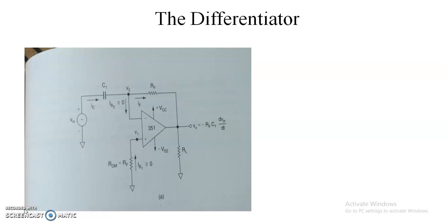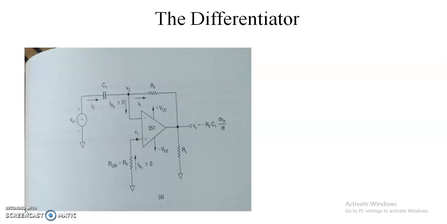It is similar to the basic inverting amplifier, with the only difference that the input signal is connected to the inverting terminal through a capacitor C1 instead of a resistor R1. In the basic inverting amplifier circuit, instead of C1 we have a resistance R1. Here, in the inverting amplifier configuration, we have replaced the resistor R1 by a capacitor C1.